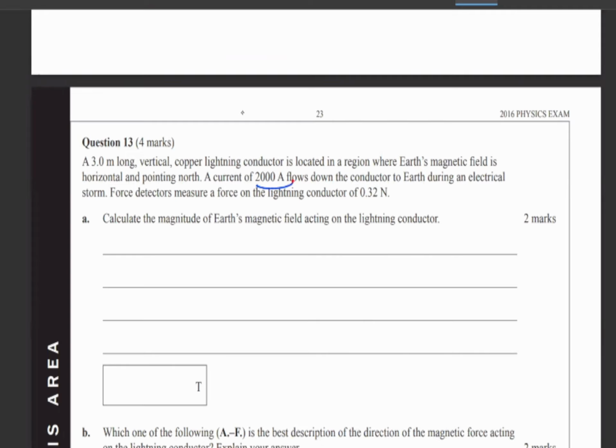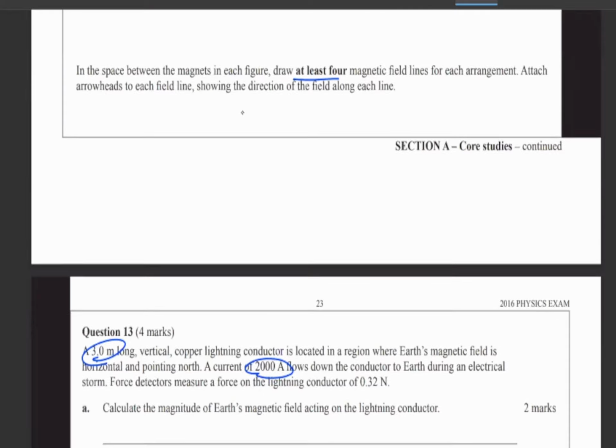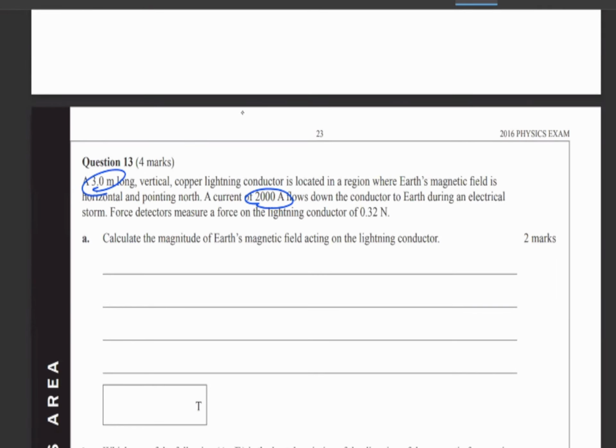So there's a current of this. We know the length of this conductor. And we know the force, so we can just use F equals NIBL. Force is 0.32, and then just 1. Current 2000. B we don't know. Length is 3. So then you should get B.